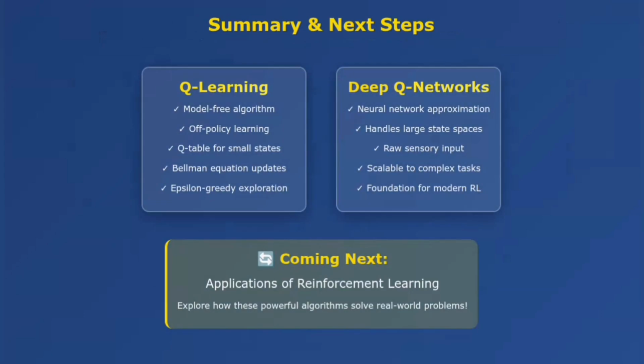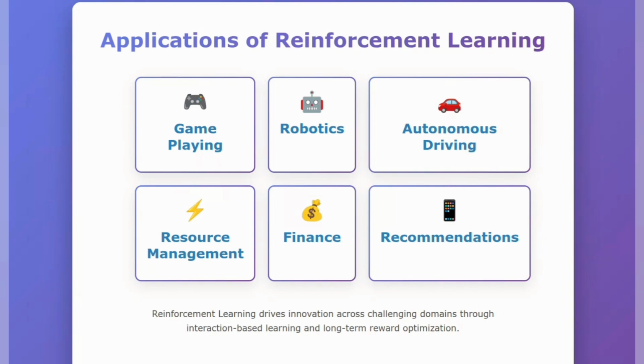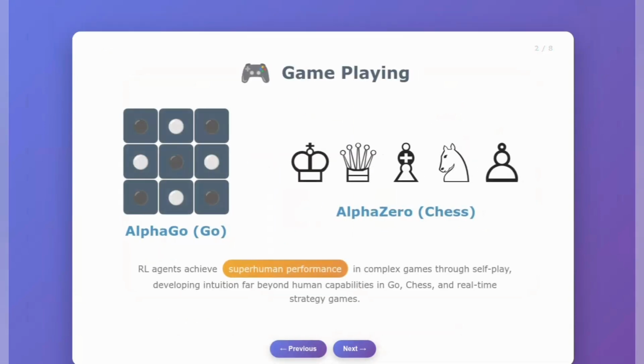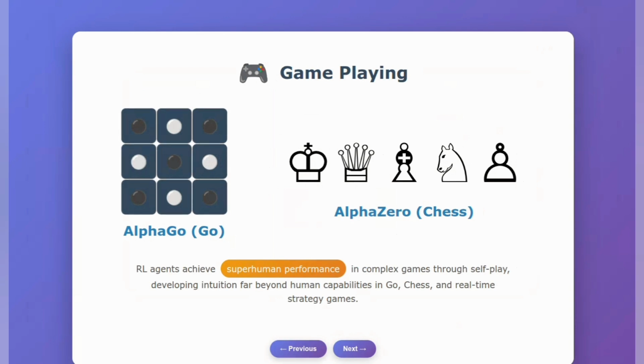Let's look at more applications of reinforcement learning. Reinforcement learning, with its unique ability to learn from interaction and optimize for long-term rewards, is driving innovation across a wide range of challenging domains. Let's explore some of its most compelling applications. Perhaps the most famous application is in game playing.